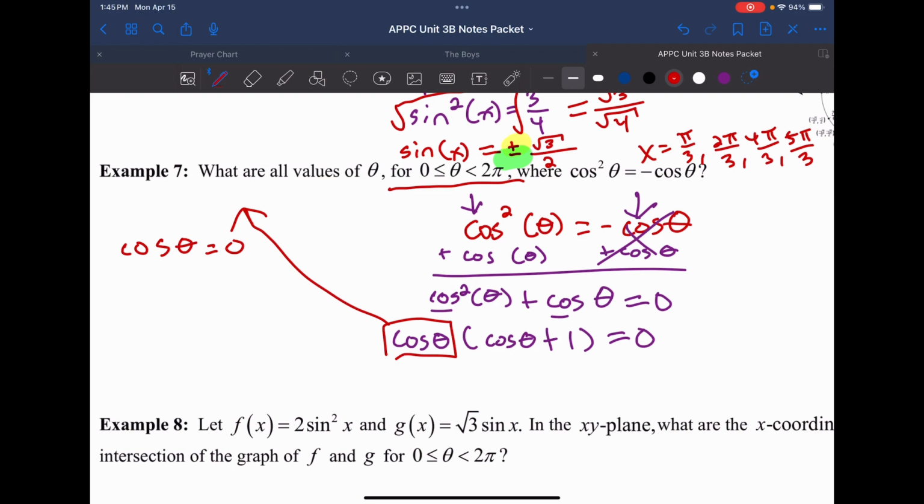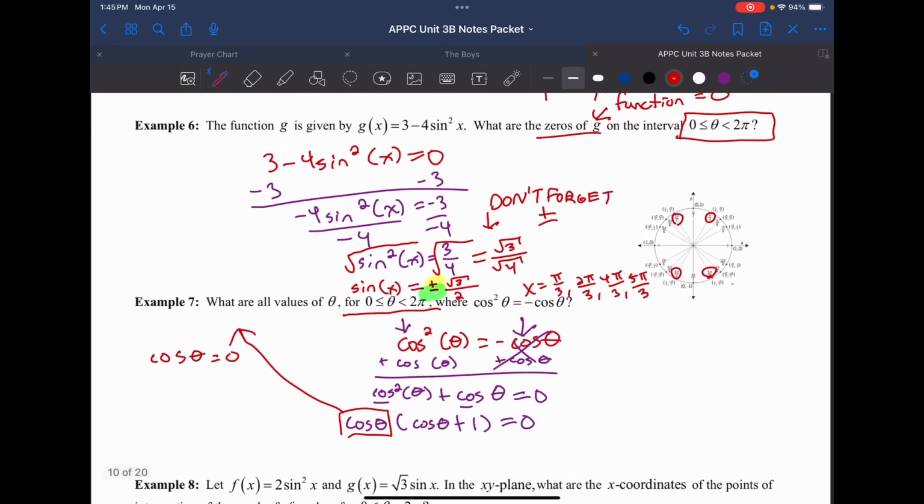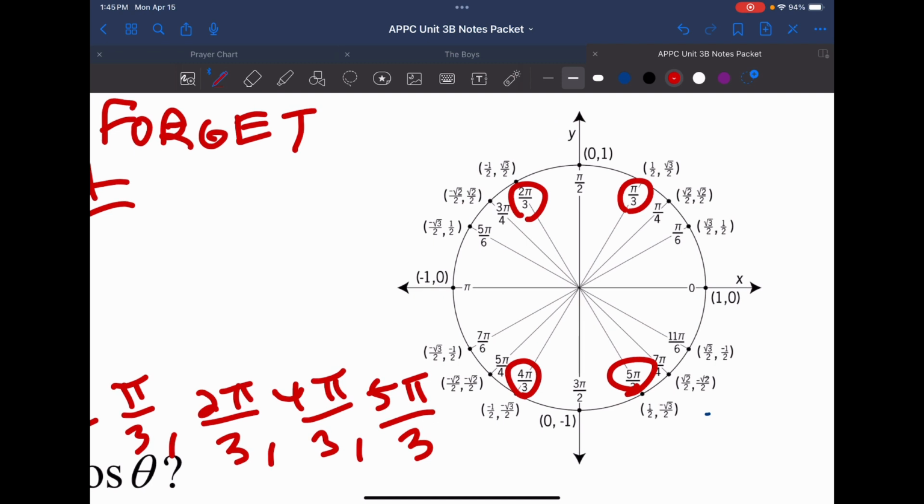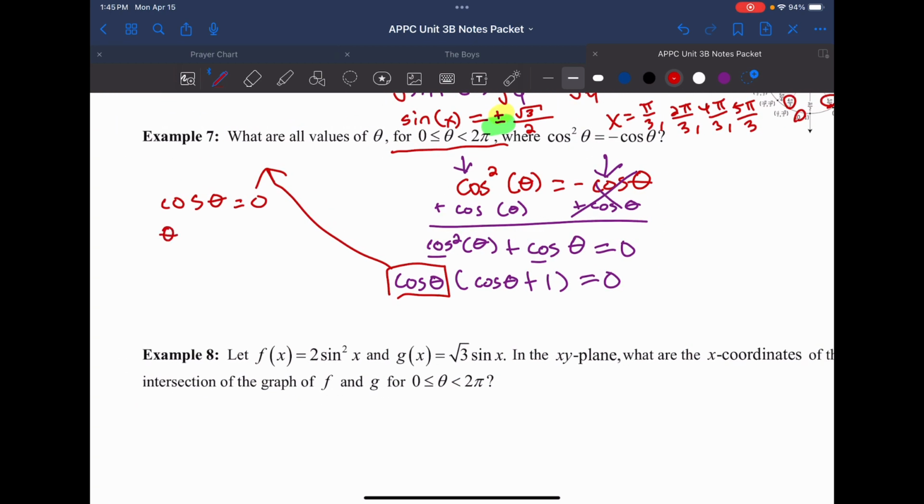So it's saying, what's the x value, what point on here is my cosine value equal to 0? That happens, my x values are 0 at pi over 2 and 3 pi over 2. So this gives me theta equals pi over 2 and 3 pi over 2. And then this one in blue, I take the parentheses and set it equal to 0 and solve.